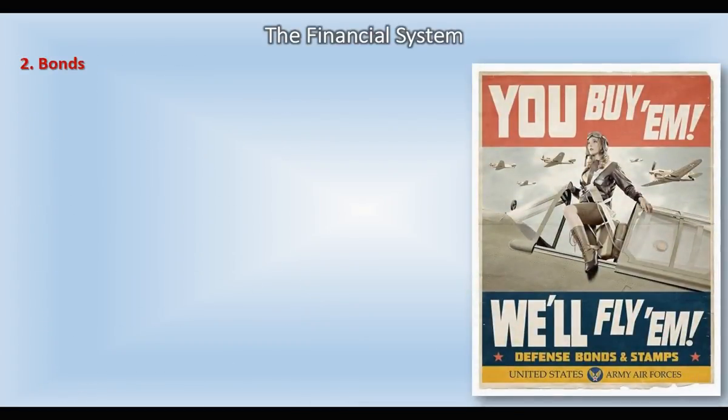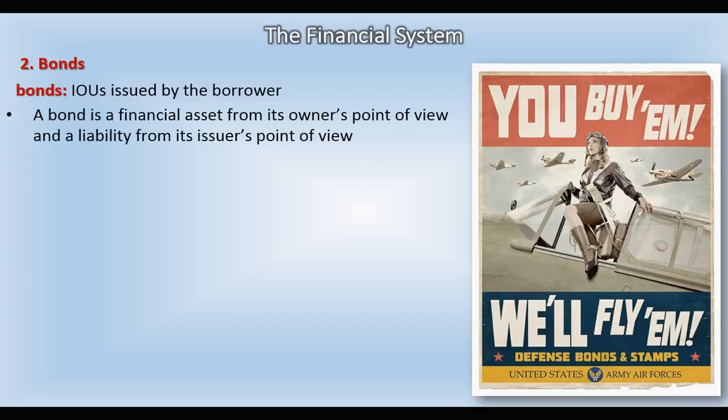All right, the second asset, bonds. Again, to avoid the transaction costs of making loans, financial institutions or even governments issue what are called bonds as a way of borrowing money. So bonds are IOUs issued by the borrower. A bond is a financial asset from its owner's point of view and a liability from its issuer's point of view.